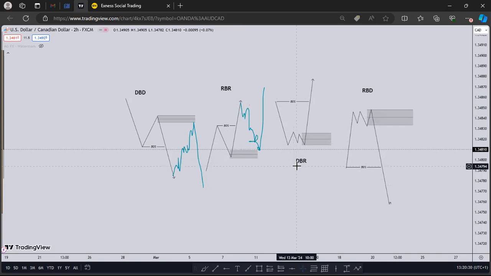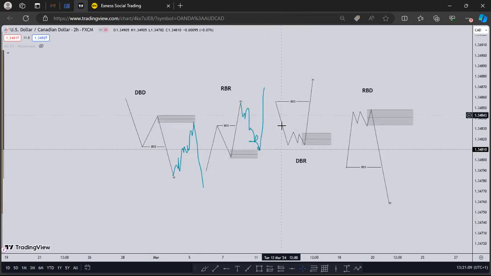Then we have the drop-base-rally. This drop-base-rally is simply for counter-trend trading. Like you guys know, I do not counter trade, I do not trade against the trend, unless I have a strong confirmation or a strong belief that this particular market is going my way, in my favor. So this is a continuous downtrend.